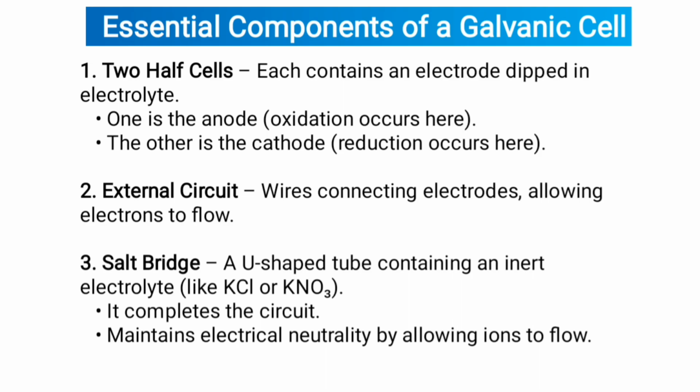And the third one is the salt bridge, a U-shaped tube containing an inert electrolyte like KCl or KNO3. It completes the circuit and maintains electrical neutrality by allowing ions to flow.